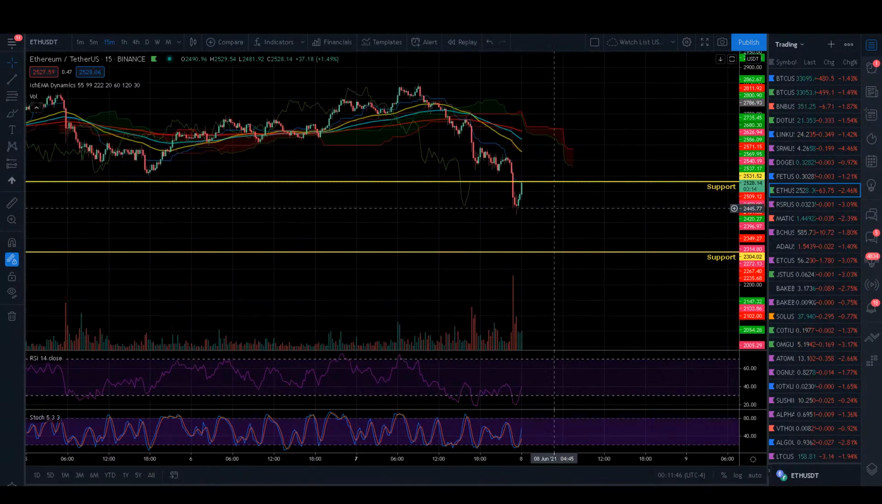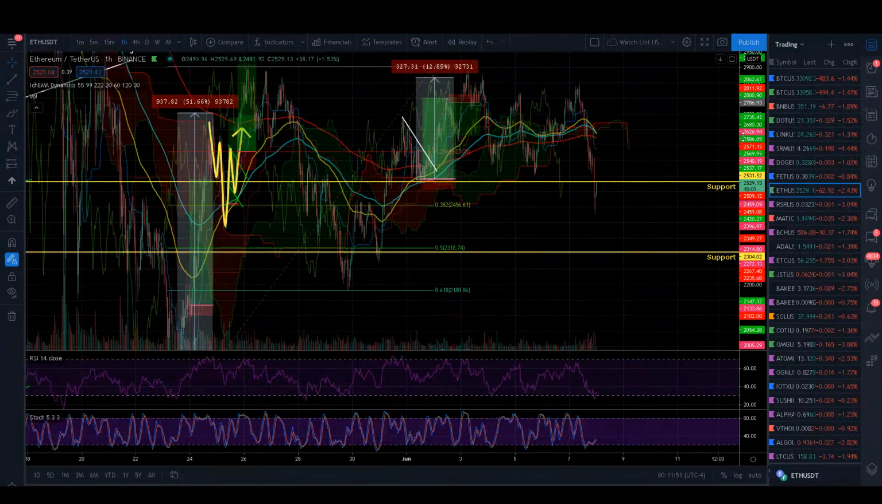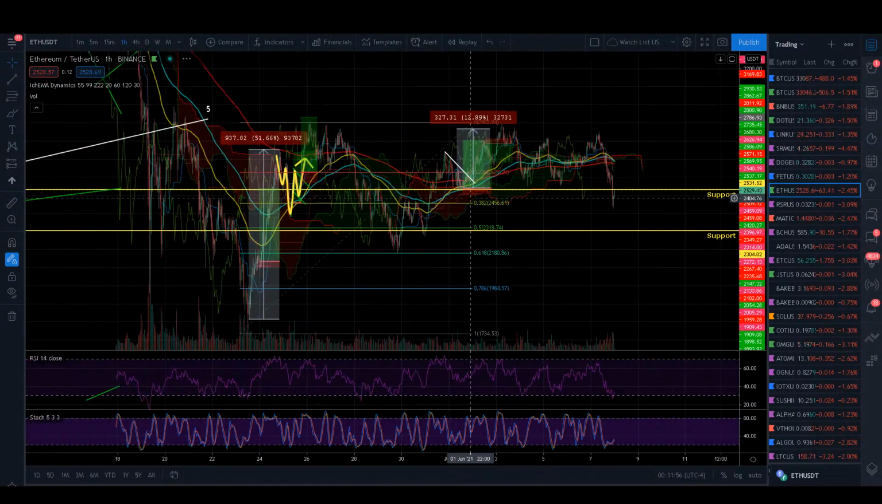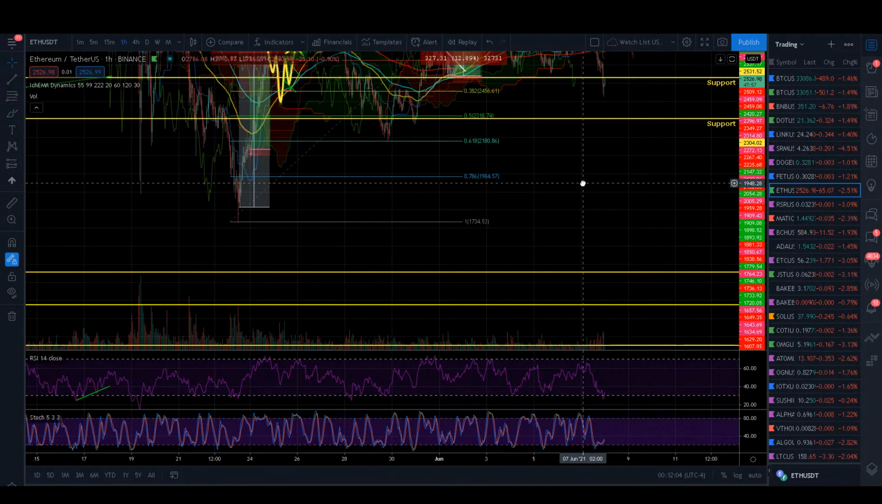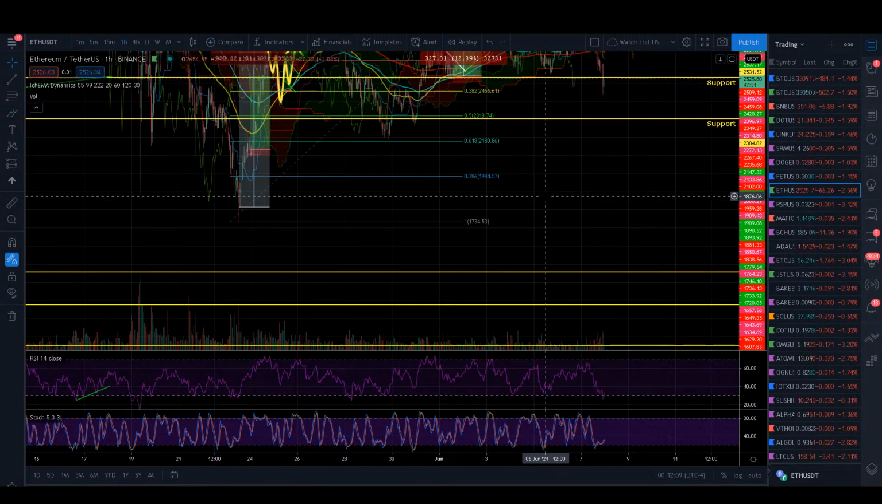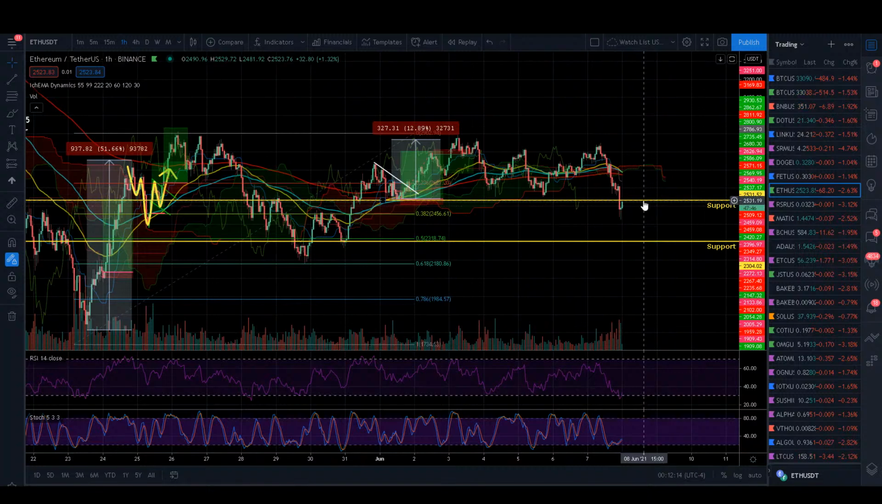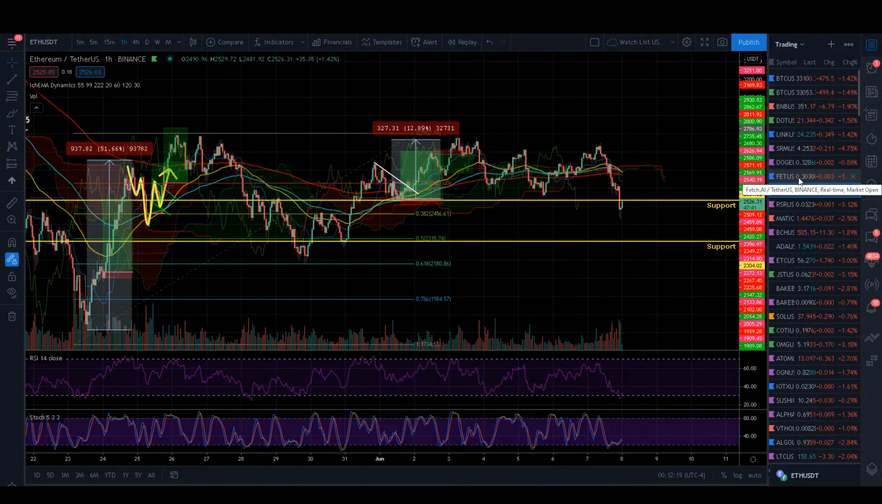Yeah, Ethereum's bouncing a little bit more aggressively. So Ethereum is not as tight. That's tougher. Am I going to regret this?